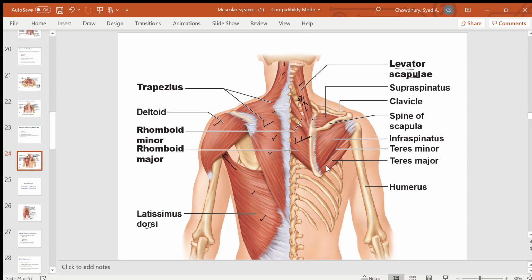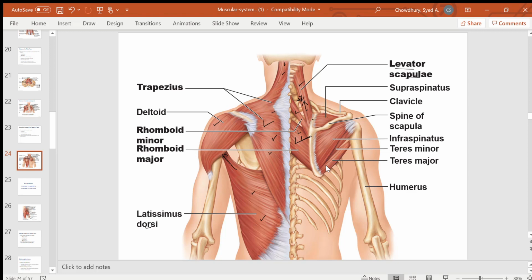Okay, and then you have two rhomboid shaped muscles under the trapezius. This one is called the rhomboid minor, the smaller one, and this one is rhomboid major, also called rhomboideus minor, rhomboideus major. So those are three muscles in the medial side.